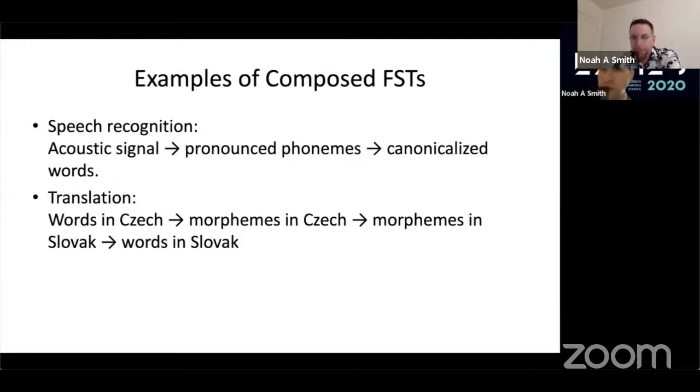So anyway, that's your first transducer. Your second transducer goes from Czech morphemes to Slovak morphemes. That's your translation module. And then finally, you have another morphological module for Slovak, which transforms the morphemes in Slovak to the surface words. And so again, three different researchers could work on these three different parts, and then you could compose them all back together.